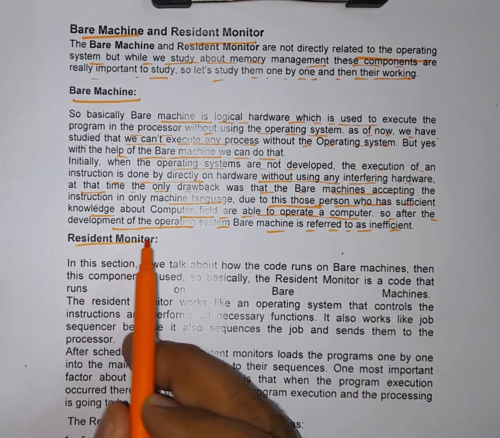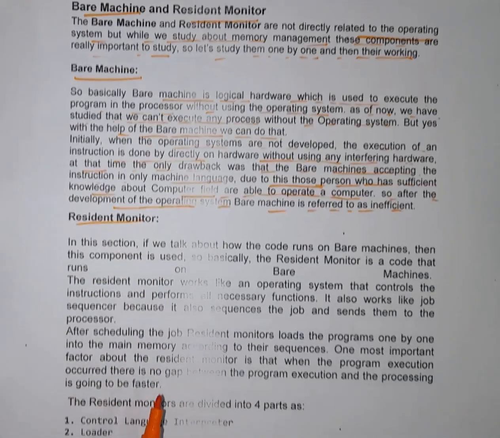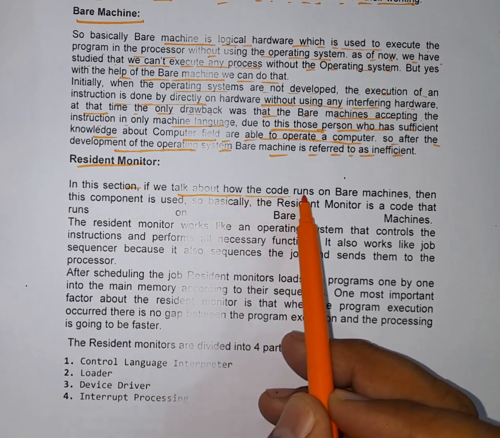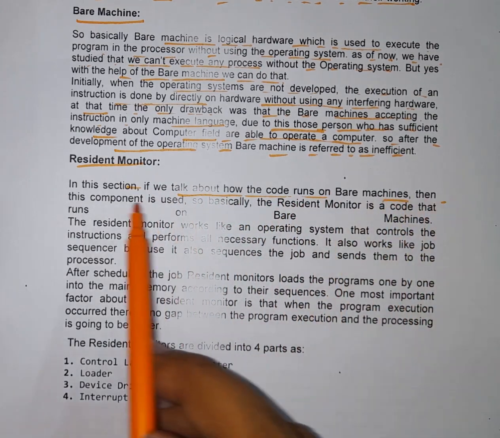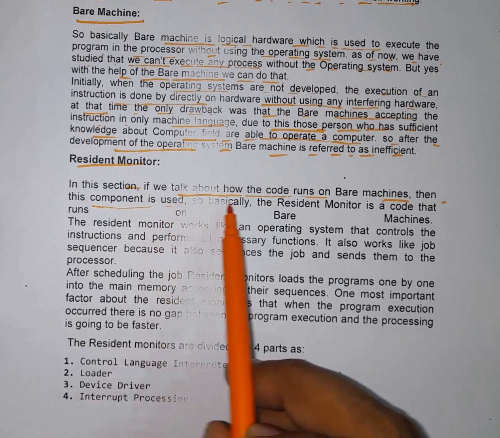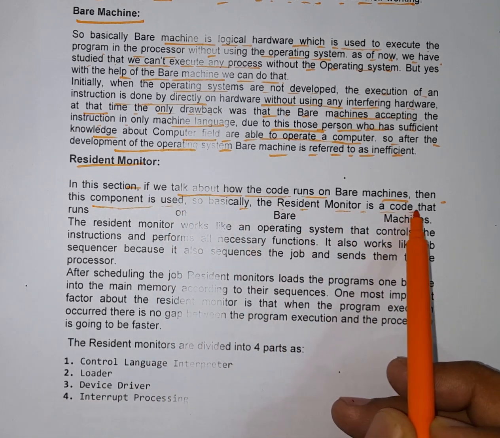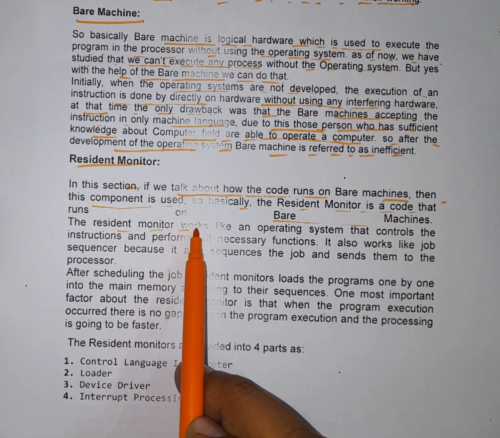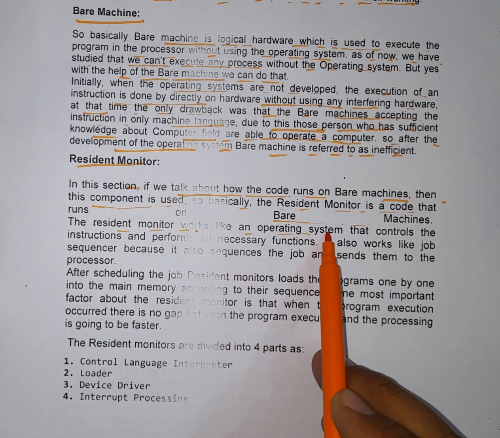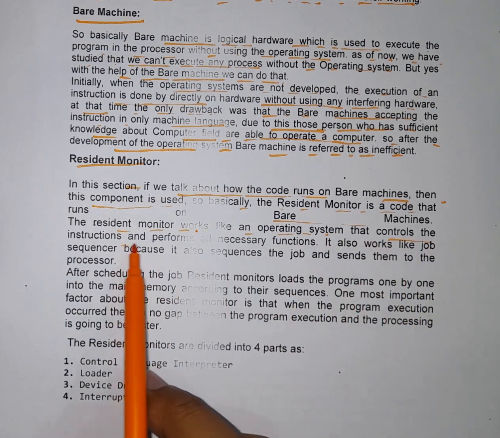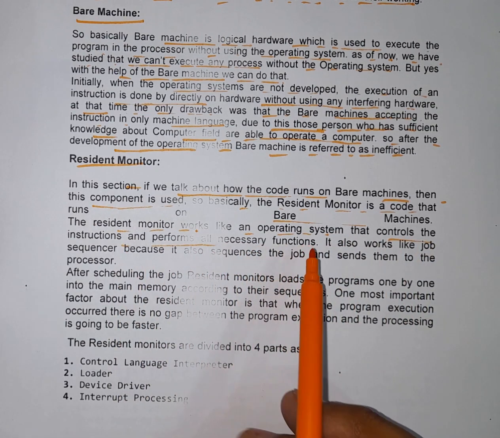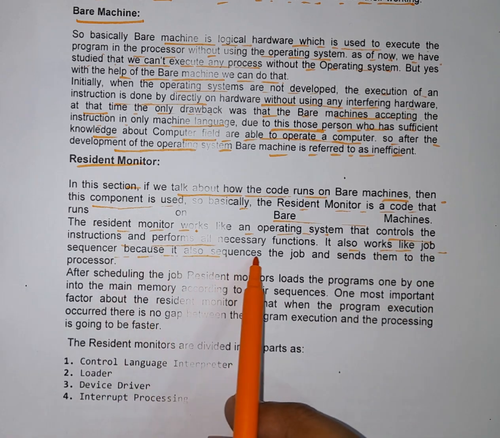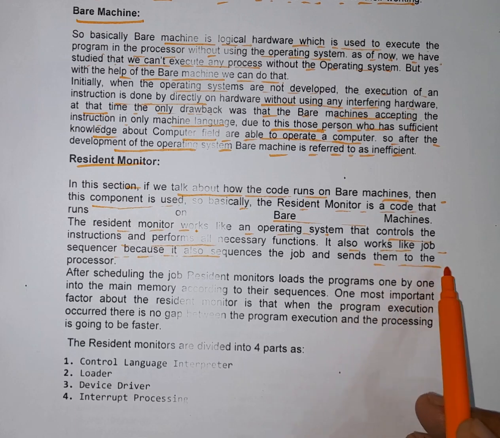What is the resident monitor? In this section, if we talk about how the code runs on Bayer machine, then this component is used. So basically the resident monitor is code that runs on the Bayer machine. The resident monitor works like an operating system that controls the instruction and performs all necessary functions. It also works like a job sequencer because it sequences the jobs and sends them to the processor.